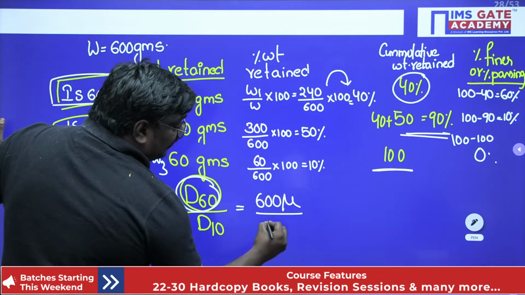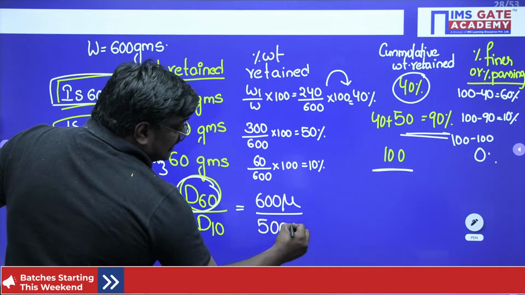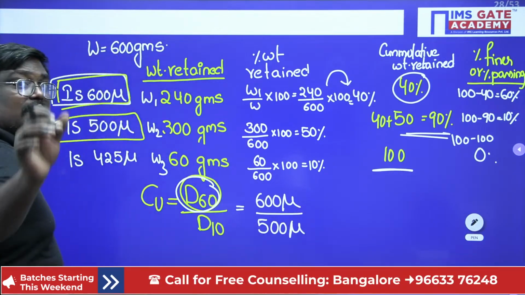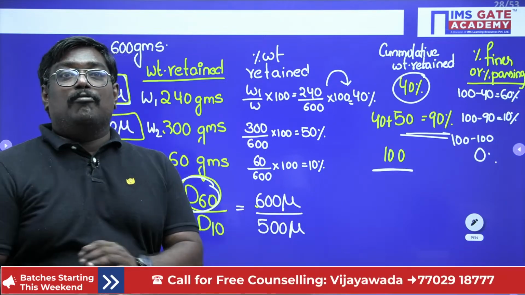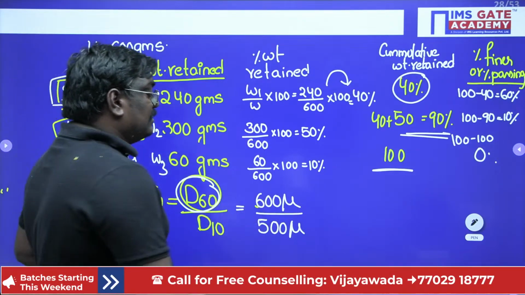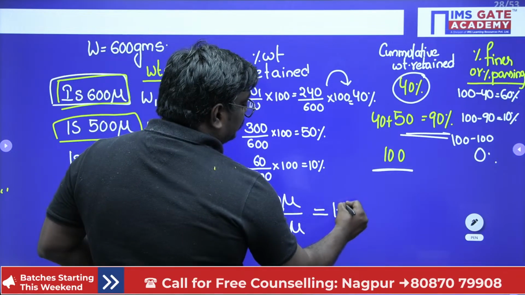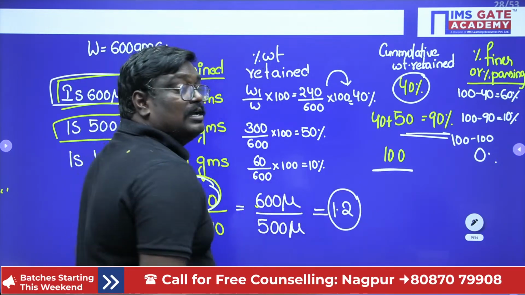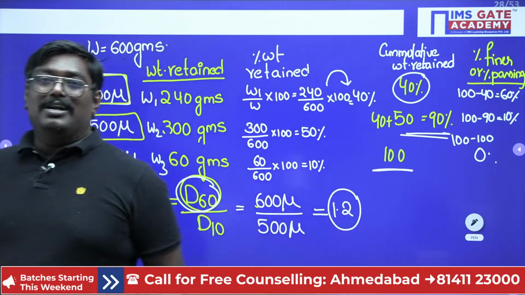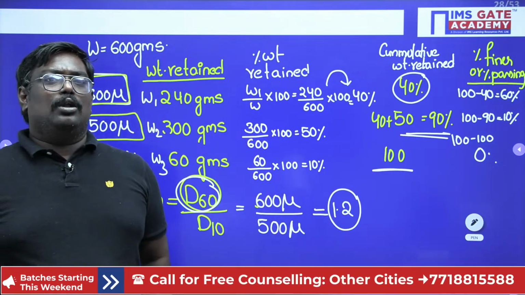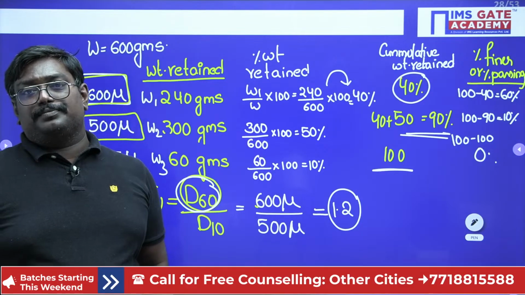As I told you, my dear students, D60 and D10 are nothing but sieve sizes. So here it is 600 micron upon 500 micron. That value is nothing but 1.2. Any doubts in this? Can you look into this problem? If you have any doubts, you can ask me.